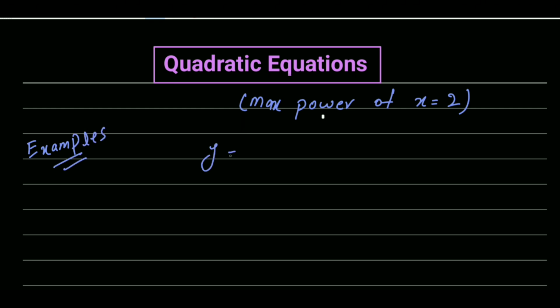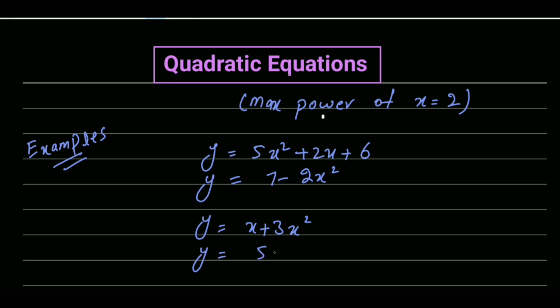If y is equal to 5x square plus 2x plus 6, this will be called a quadratic equation. Y is equal to 7 minus 2x square will be called a quadratic equation. Y is equal to x plus 3x square. Y is equal to 5x square. These all are examples of quadratic equations because their maximum power is 2.